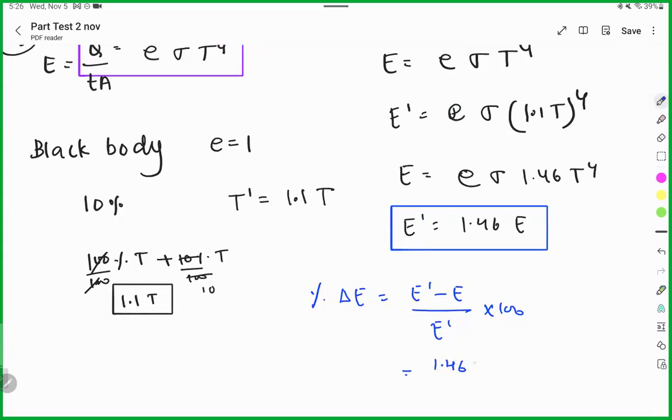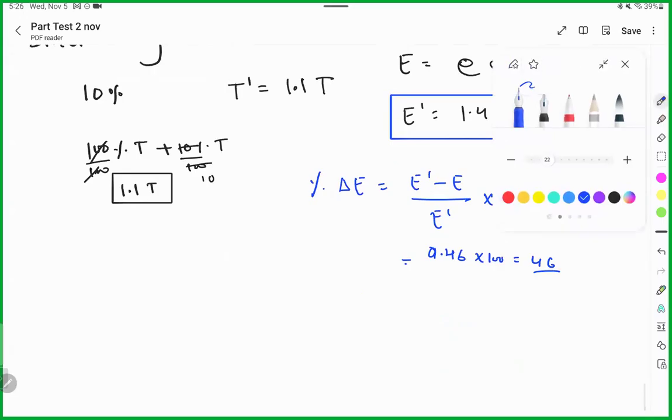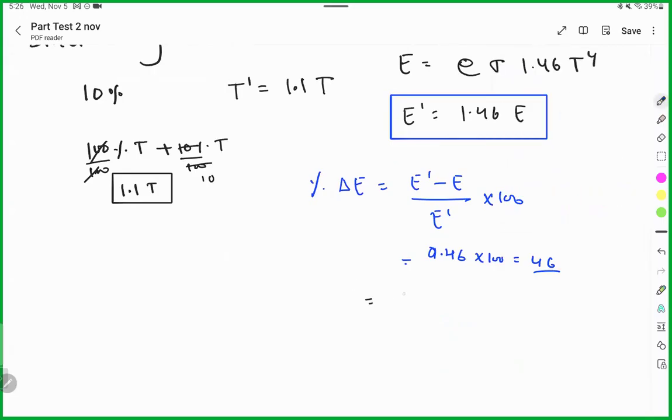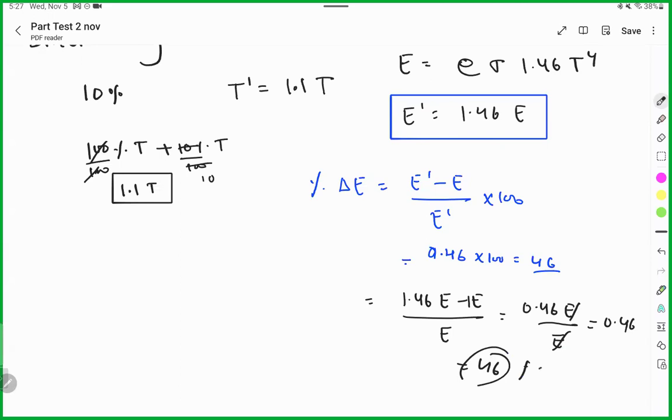1.46 minus 1, it will be 0.46. Correct? Yes or no? Multiply by 100. 46%. You will ask how you calculated this. My answer is E dash value is 1.46 E minus E divided by E. 1.46 minus 1 is 0.46 E divided by E. E cancels. It is 0.46. Multiply by 100 because in percentage, so 46%. Tell me any doubt.